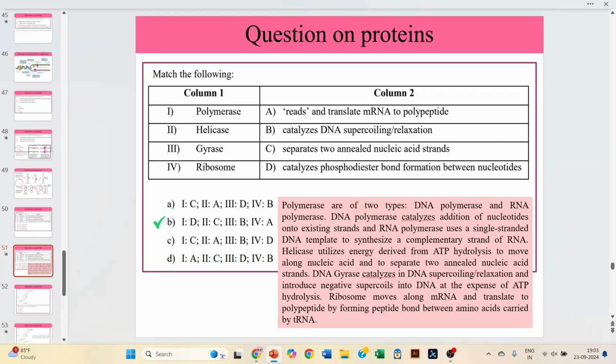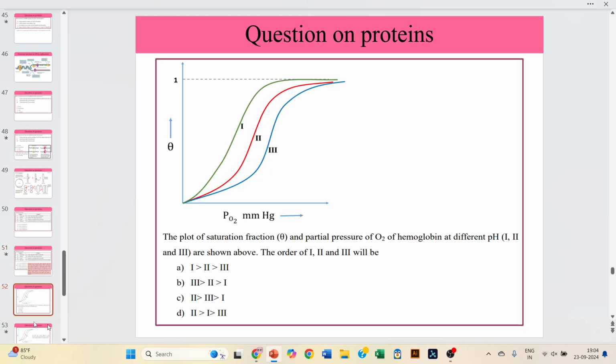What about helicase? This actually derives energy from ATP to move along the nucleic acid and separate the two annealed nucleic acid strands. DNA gyrase catalyzes the DNA supercoiling or relaxation and introduces negative supercoils into the DNA at the expense of ATP hydrolysis. Ribosome, of course, you know that it is involved in translation of proteins.